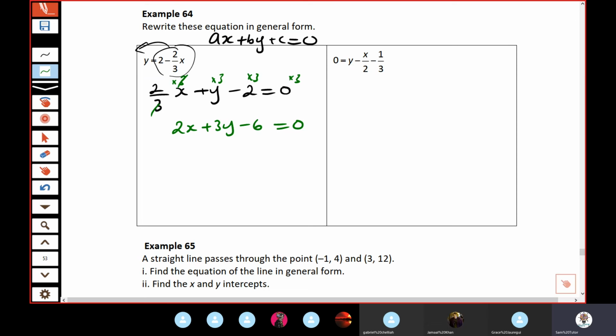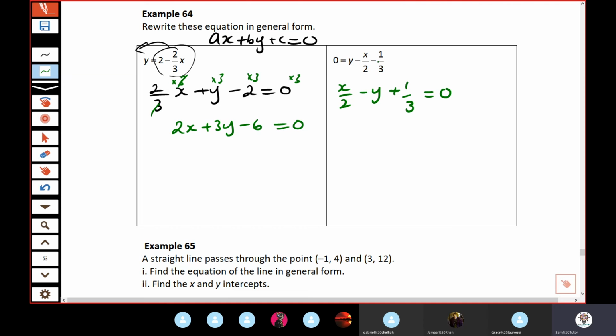All right, brilliant. And then I'll do this last one. Again, if I was to look at this question, I can see that's a negative x. I'm going to bring everything to the other side, so that becomes positive x minus y, and then positive a third equals 0.